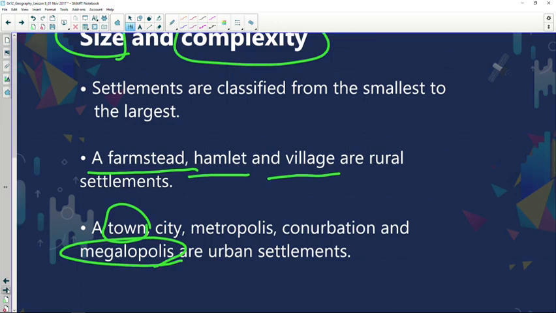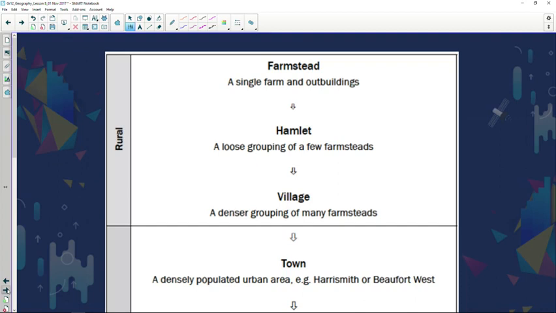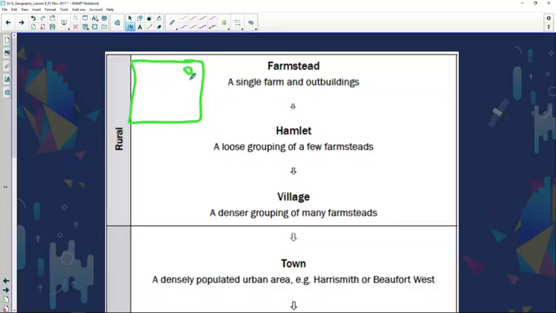If you look at the next slide, you can see the classification. A farmstead is a single farm. So it's basically a farm that produces crops, for instance, mealies. And on this farm is a single house with a couple of buildings that he uses to be productive on this farm. A hamlet is usually a big piece of land where a couple of farmhouses are situated close to one another.